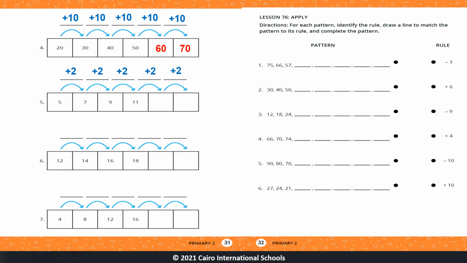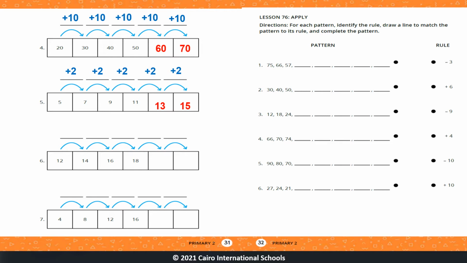5 plus 2 equals 7. 7 plus 2 equals 9. 9 plus 2 equals 11. 11 plus 2 equals 13. 13 plus 2 equals 15. And so on. The next pattern, 12, 14, 16, 18. So is the pattern increasing or decreasing? It's increasing. The numbers are getting bigger. So we will write plus in the pattern rule.